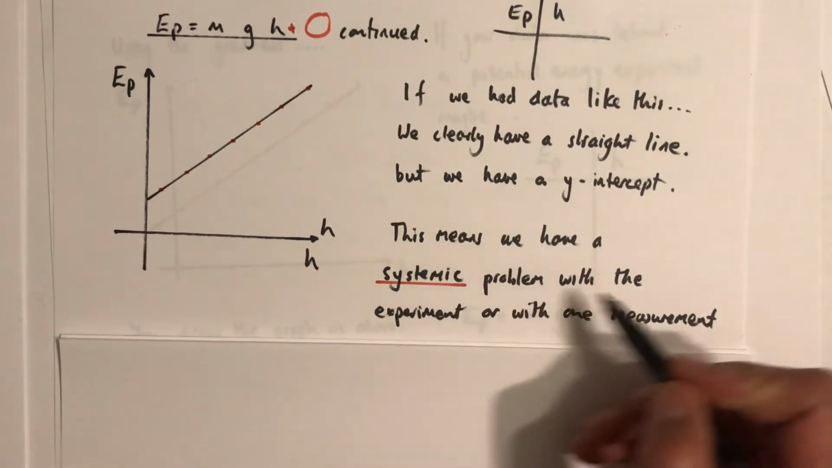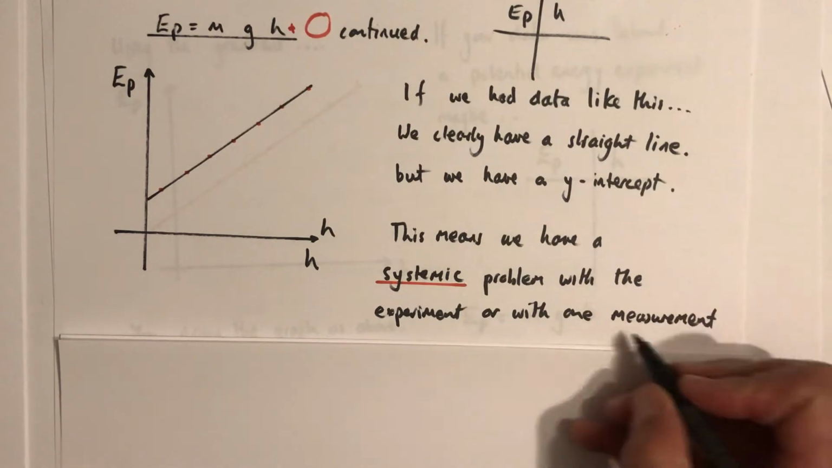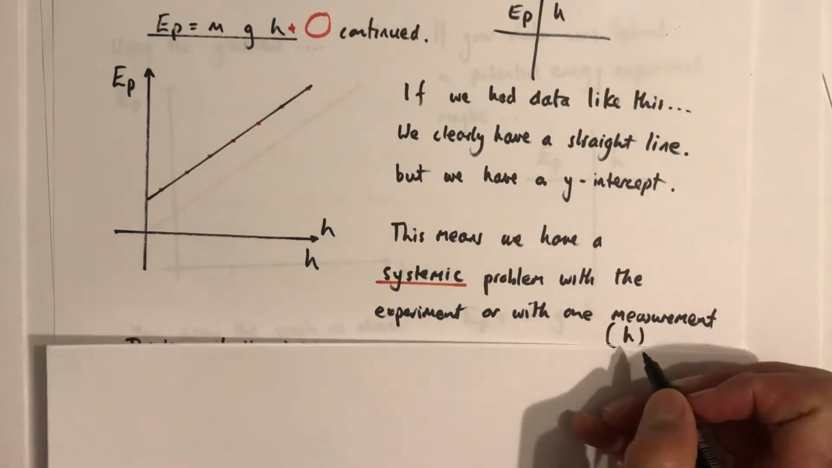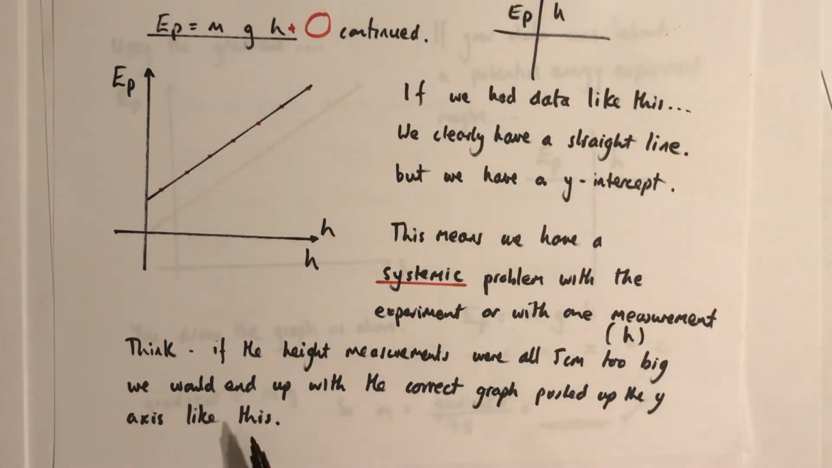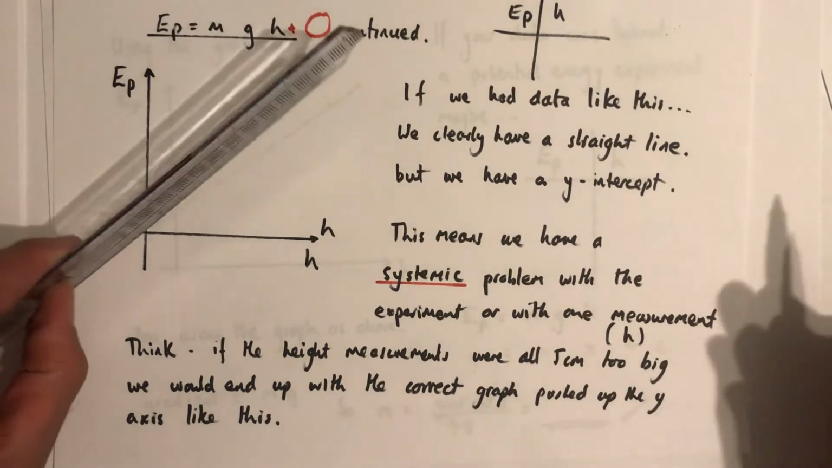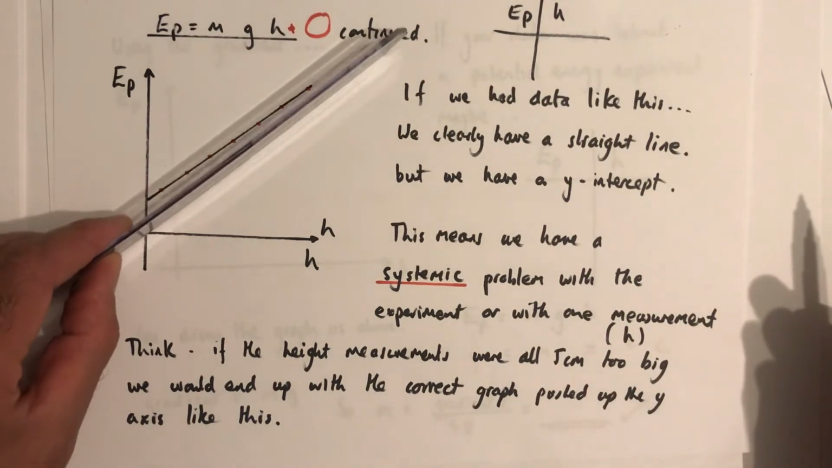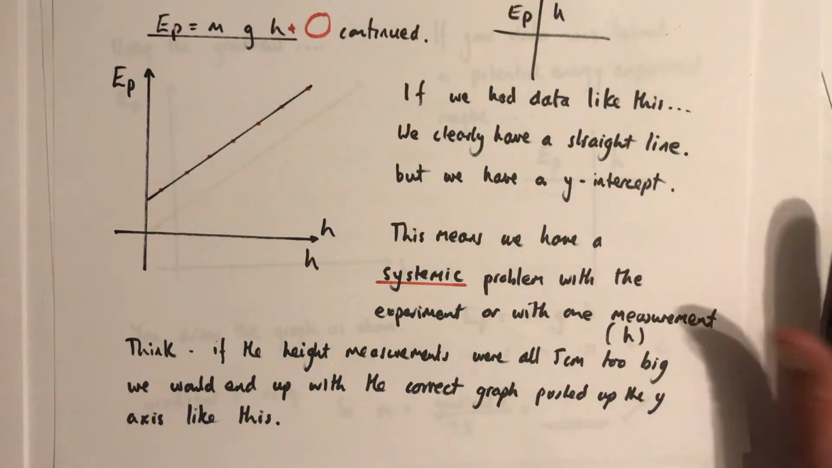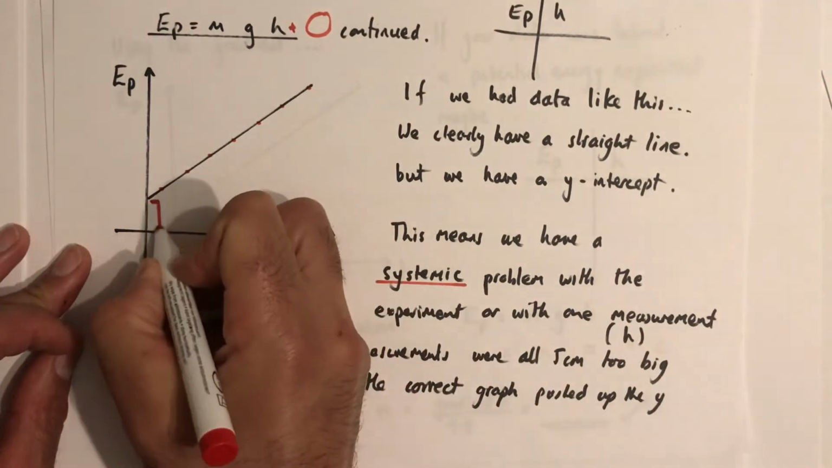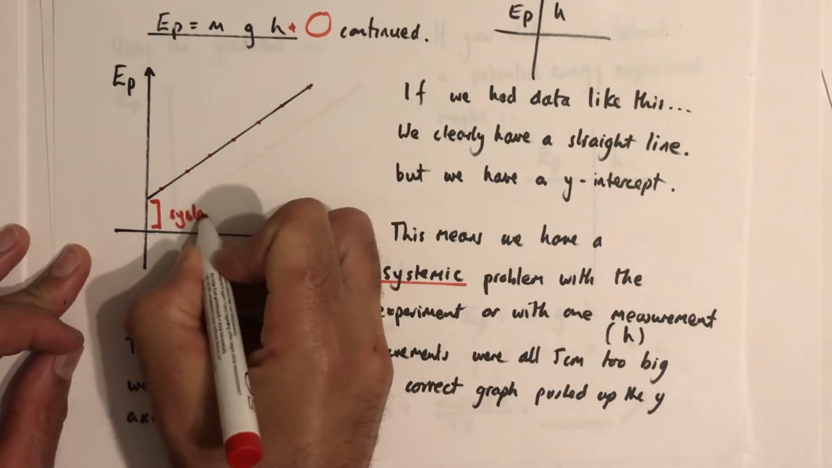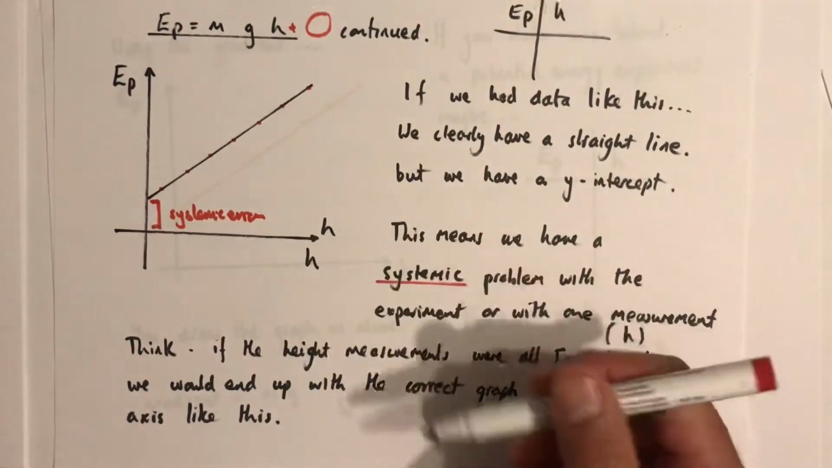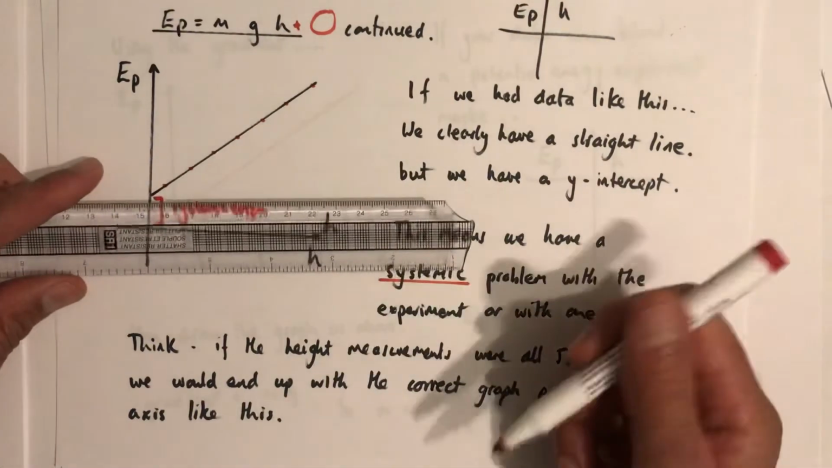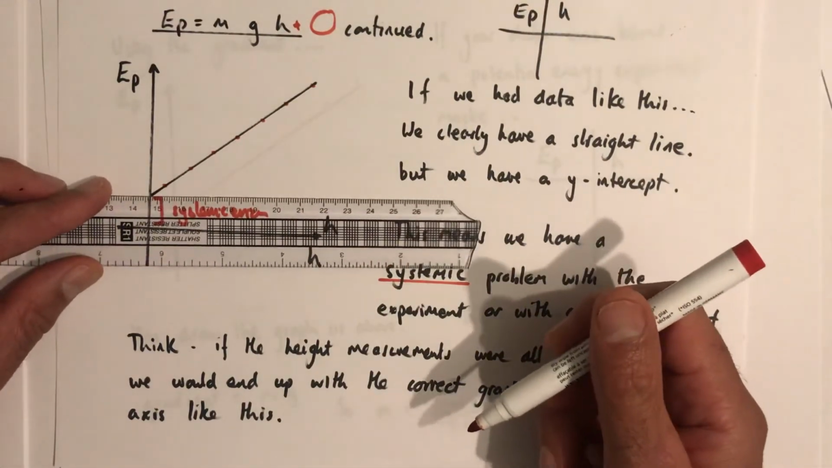So we have a systematic problem with the experiment or with one measurement, and in that case, that's this h measurement. If all the height measurements were 5 centimeters too big, we would end up with the correct graph pushed up the y-axis like this. So if you see a graph that should go through the origin and it's not going through the origin, that says systematic problem, because if you subtracted 5 off all of them, you'd end up redrawing that graph with your h-axis.